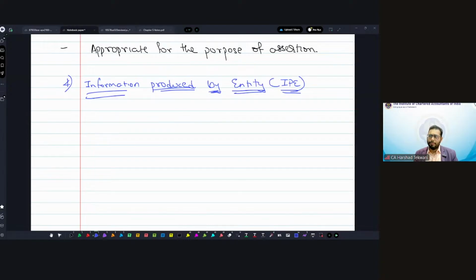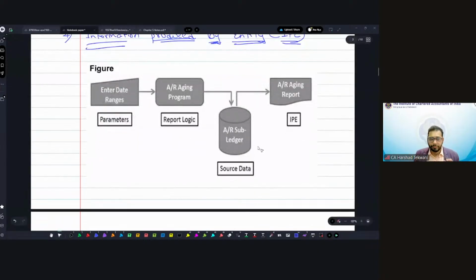Let's understand with an example so that we will be able to understand more clearly. Yes, Mega, very good. Yes, Chitra, very good. Let's say this is an example. We are talking about a particular system where you enter the dates, range, which are the parameters. Then there's an AR program, which is a report logic. It pulls out the data from the AR subledger and gives you the AR report, that is the IPE. That is how a particular report IPE is generated. It involves parameters, logic, source data, and IPE.